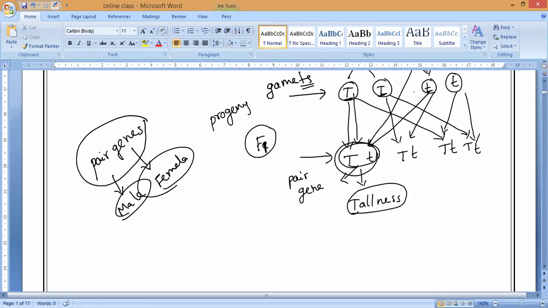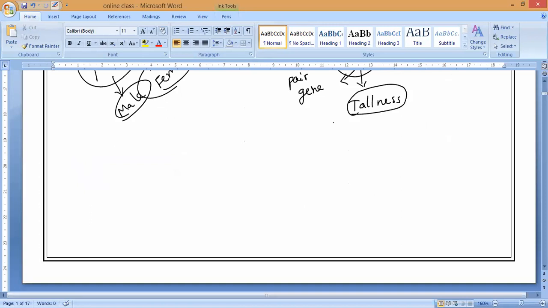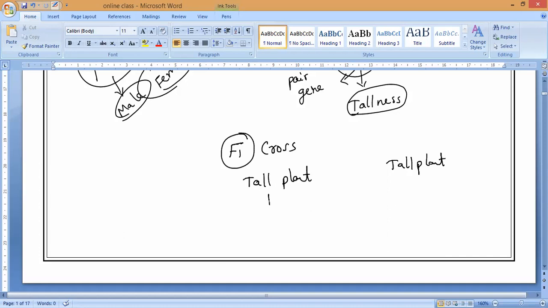Sir, half. That's fine. So now see, for example, if we take an F1 cross, a monohybrid cross. We are taking two tall plants. This is one tall plant and this is another tall plant. What is the genotype of the tall plant? Capital T, small t. And here also, capital T and small t.